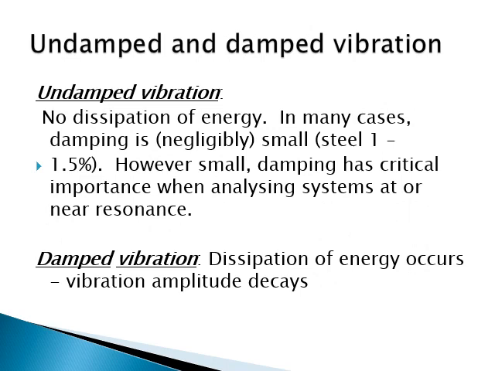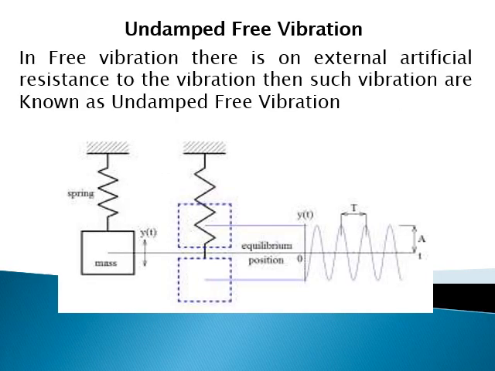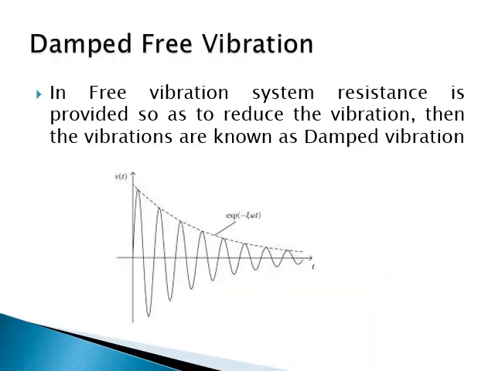Another classification is undamped or damped vibration. Undamped vibration: if there is no dissipation of energy, energy will not be lost. However, small damping has critical importance when analyzing a system at or near resonance. Damping means damping force. The damping force is C x dot. In undamped vibration there is no damping force, no damping coefficient C. In damped free vibration, the damping force C x dot will be there.